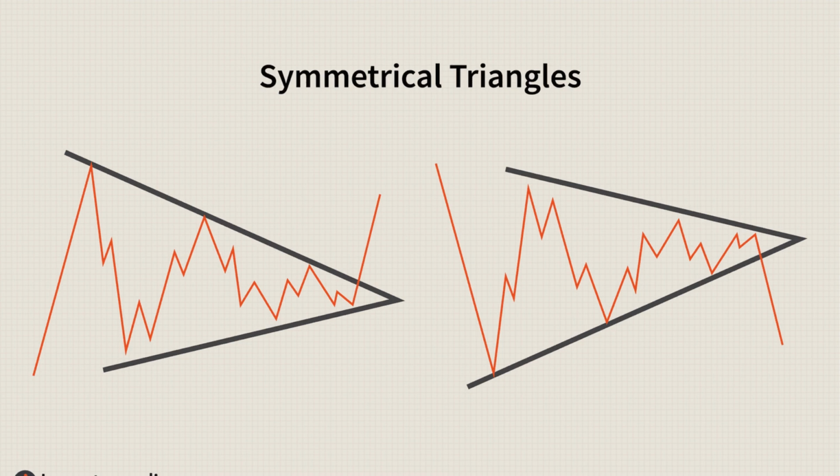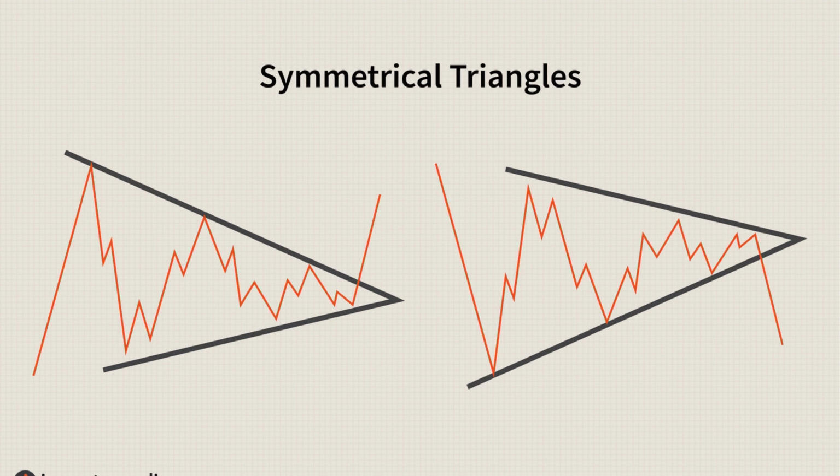A symmetrical triangle pattern is a chart pattern formed by the convergence of two trend lines, where the upper trend line slopes downward and the lower trend line slopes upward. This pattern is called symmetrical because both trend lines meet at a common point, forming a triangle shape. Symmetrical triangles indicate a period of consolidation or indecision in the market, as the price range narrows over time.